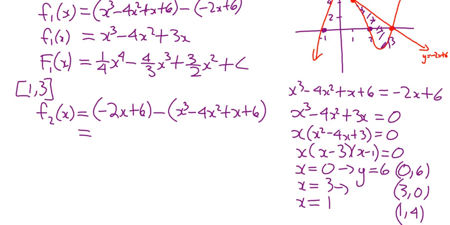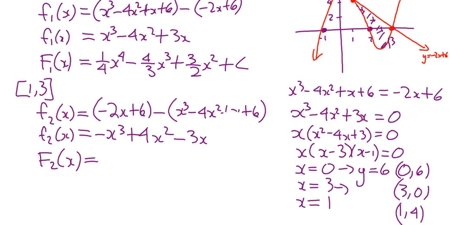So what do we got? Negative x cubed plus 4x squared minus 2x minus x minus 3x, minus 6 plus, that's it. So that's f2, little f2.